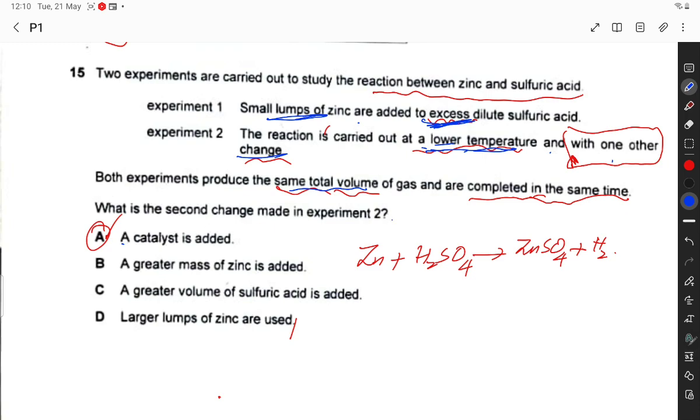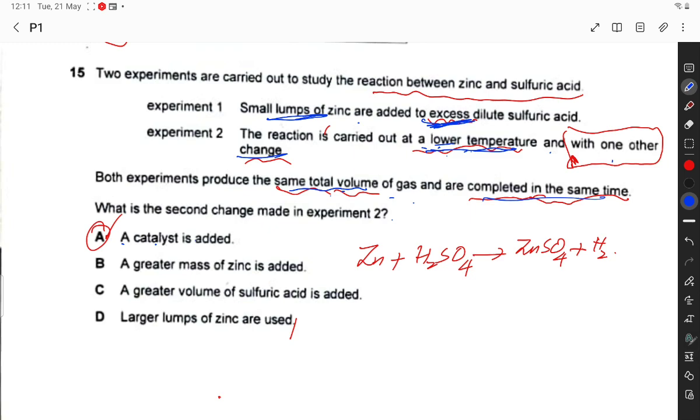A catalyst is added to speed up the rate of reaction, and you know that there is no change except decreasing the temperature. So when the temperature is decreased and you add a catalyst, it increases the rate of reaction, and the same volume of gas is evolved at the same time. So that's why A option is correct.